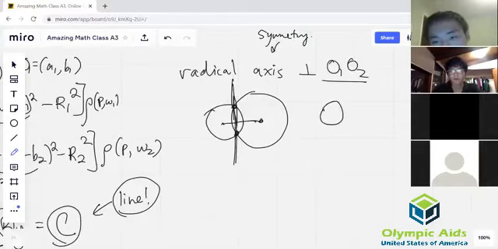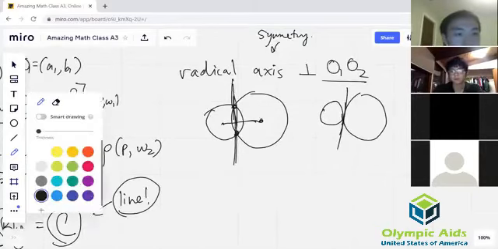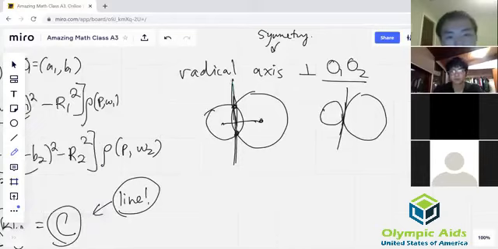Another case of a radical axis is if the two circles are tangent. Then the radical axis is this. I'll use a different color for the radical axis. I'll choose this color this time. This is the radical axis.